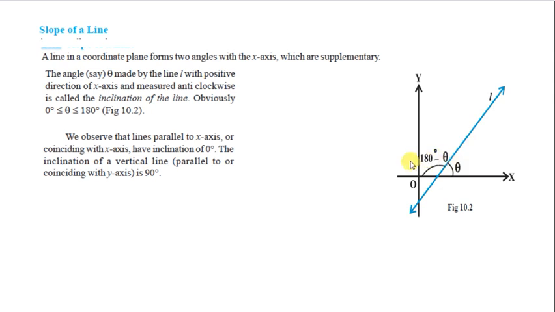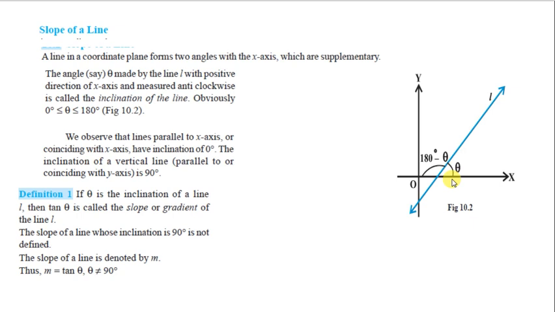Now if a line is parallel to x-axis, the angle theta will be 0, because if this line is parallel to x-axis, then theta is 0, and it means its inclination is 0. And the inclination of a vertical line, like the y-axis, will be 90 degrees, because it is perpendicular, so theta becomes 90.